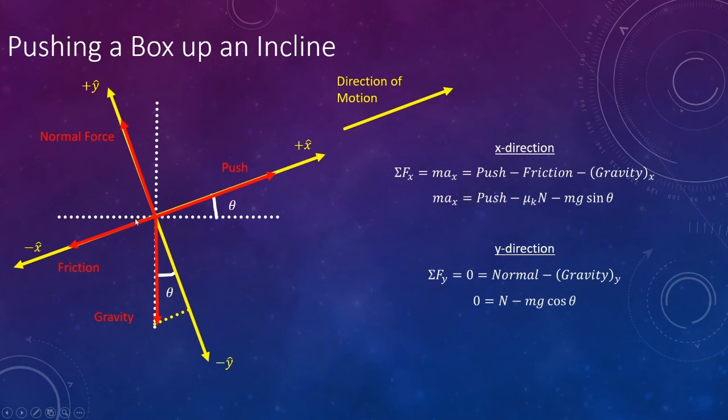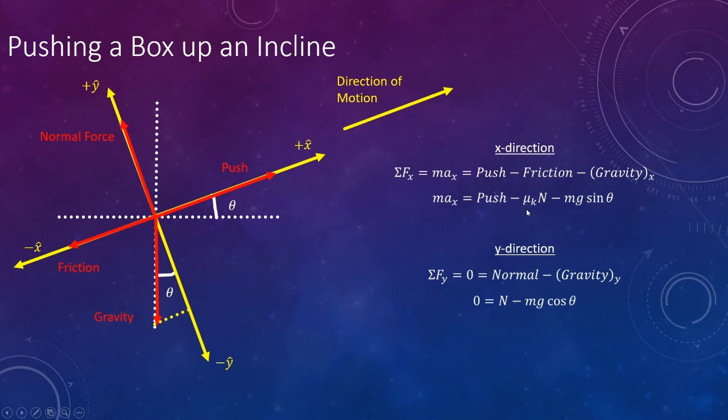And because the x part of gravity in this rotated coordinate system is the opposite side of the angle, we're going to use a sine to get that. So our x component of gravity in this coordinate system is mg sine theta. Friction is still the coefficient of friction times the normal force, although our normal force is going to be different in this case.